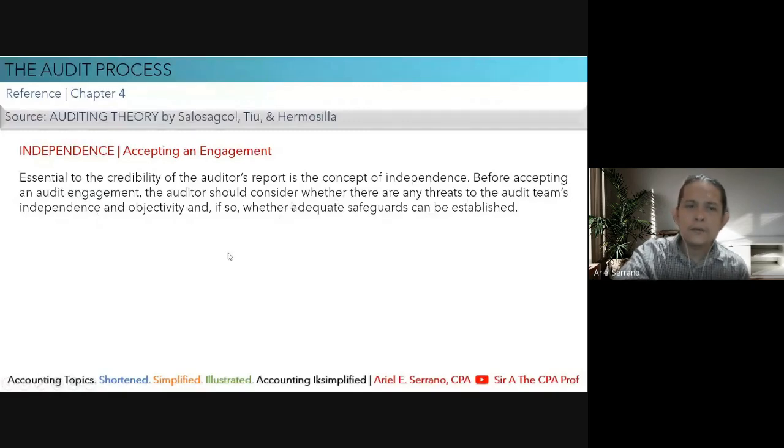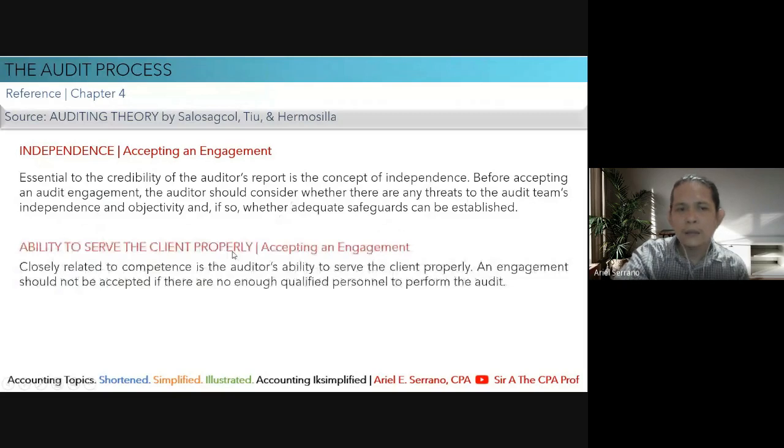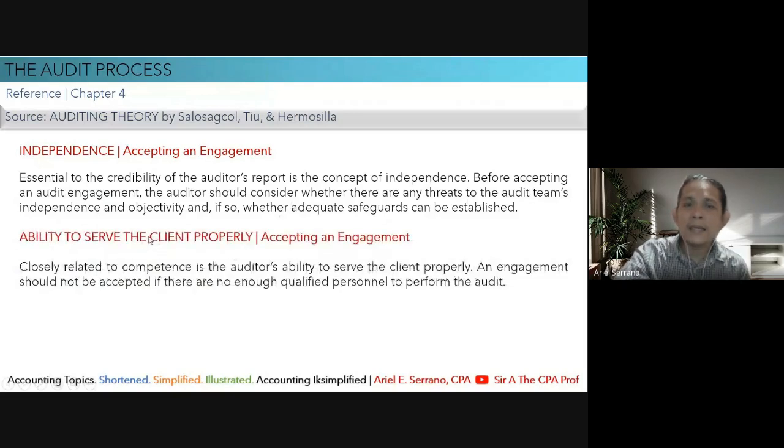Okay? So, what else? Pangalawa, yung ability to serve the client properly naman. Hindi pala pangalawa, pangatlo. Kasi una, kaka-discuss lang natin, competence. Pangalawa, independence. Pangatlo, ability to serve properly. Now, pagdating naman dito, sabi dito, basahin ko lang, closely related to competence naman ito, which is number 1, no? And it is the auditor's ability to serve the client properly.